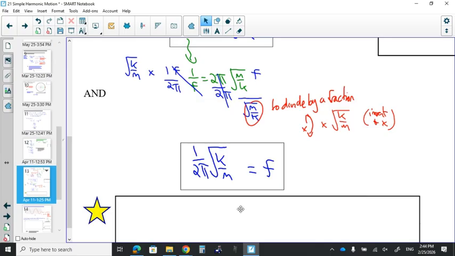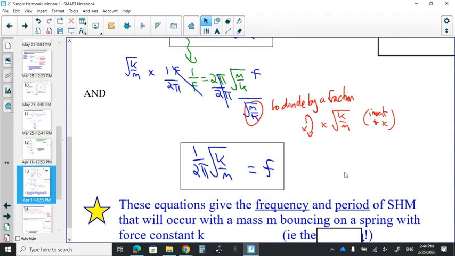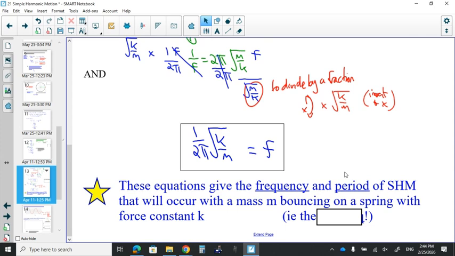But yeah, we get this equation for frequency, and I just want to point out the weirdness or the craziness of this. These equations give the frequency and the period of simple harmonic motion that you'll get if you put a mass on a spring with a known force constant, right? So really, it's a calculational equation that gives you the natural frequency.